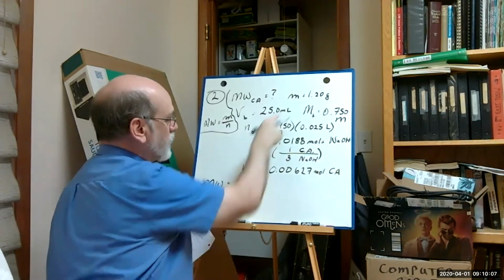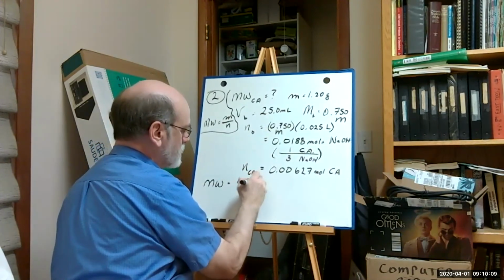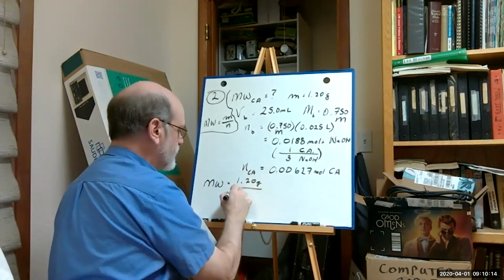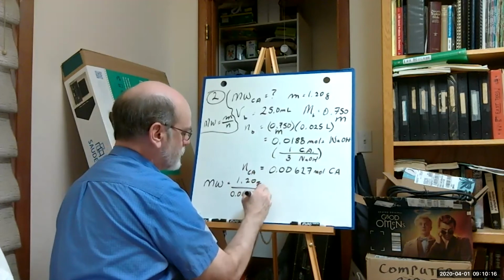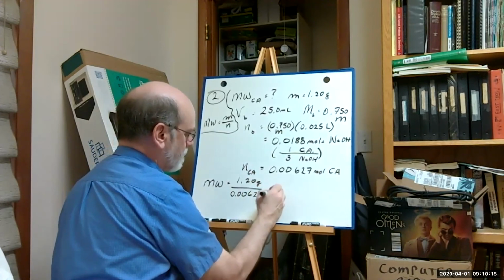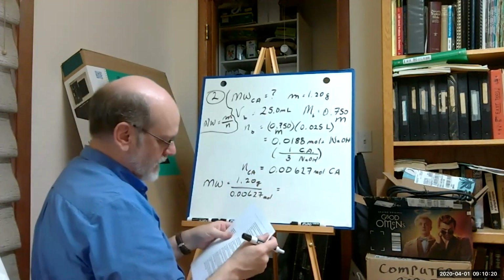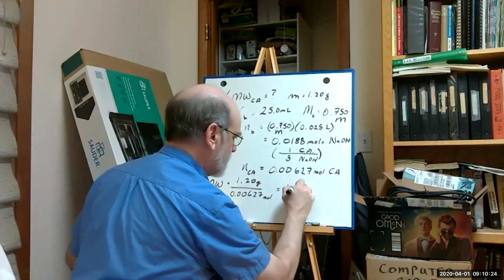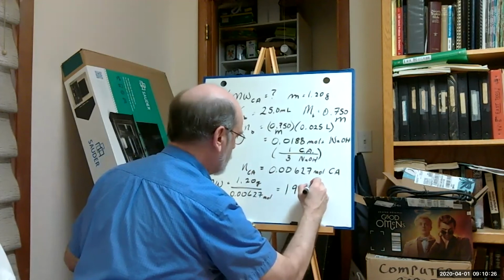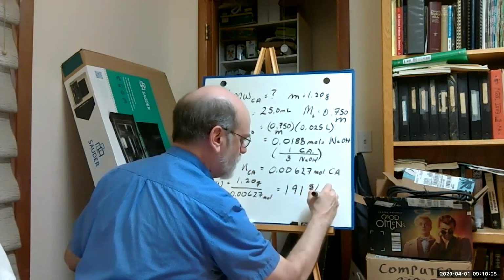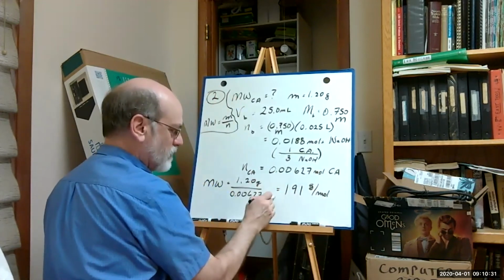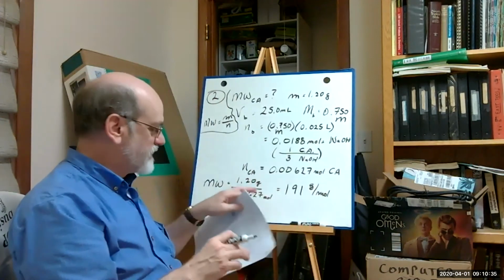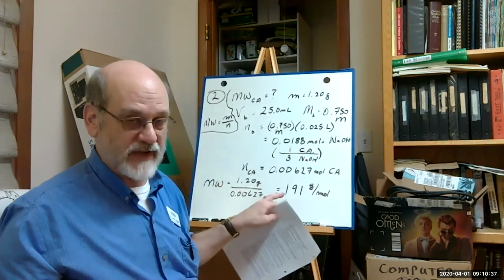The number of grams is 1.2, and the number of moles is 0.00627. And we get 191 grams per mole. That's our determined value, the experimental value for our citric acid.